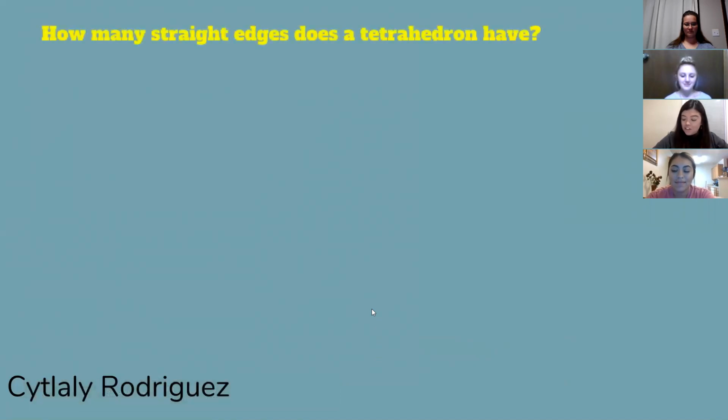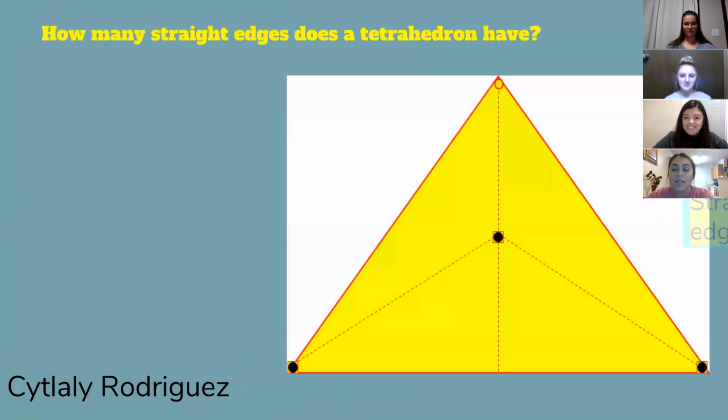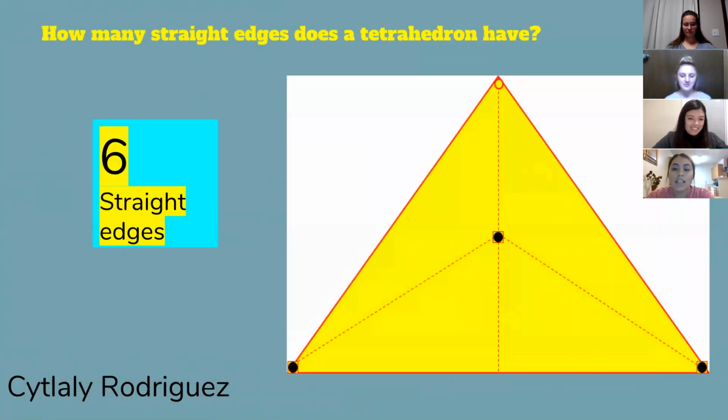Cece, how many straight edges does a tetrahedron have? Great question, Jazmin. I'm glad you asked. A tetrahedron has 6 straight edges. As we can see, each arrow is pointing to all the straight edges inside the given triangle. If we were to add them all up, we would end up with 6 straight edges.